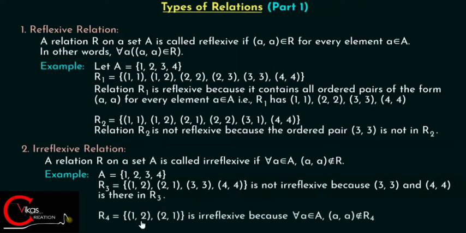And let me tell you, this R4 relation is irreflexive. Here we have these two ordered pairs (1, 2) and (2, 1). But there is no ordered pair of the form (a, a) inside this relation R4. Therefore, this relation is irreflexive.